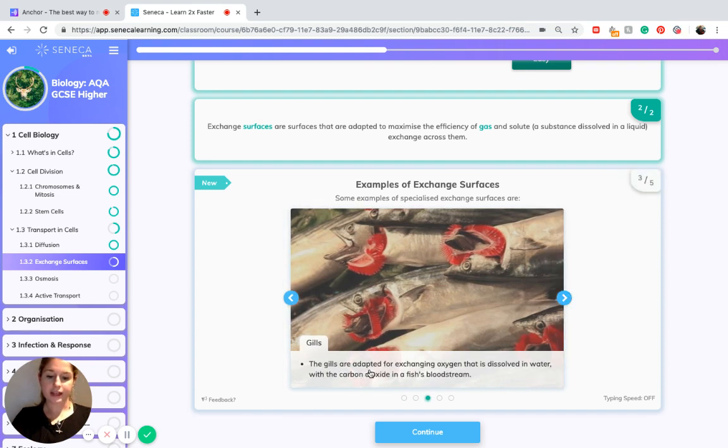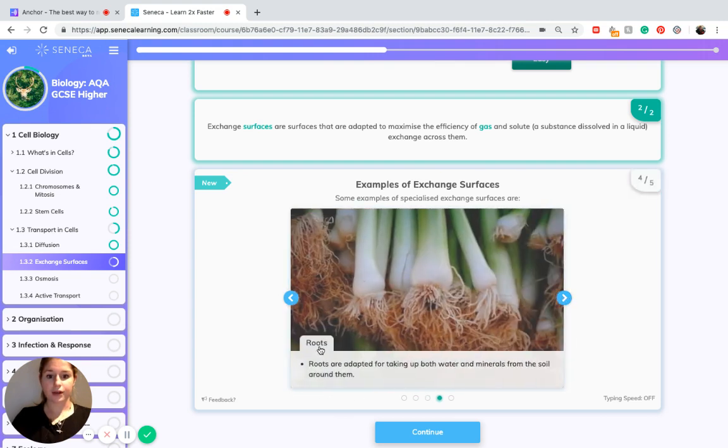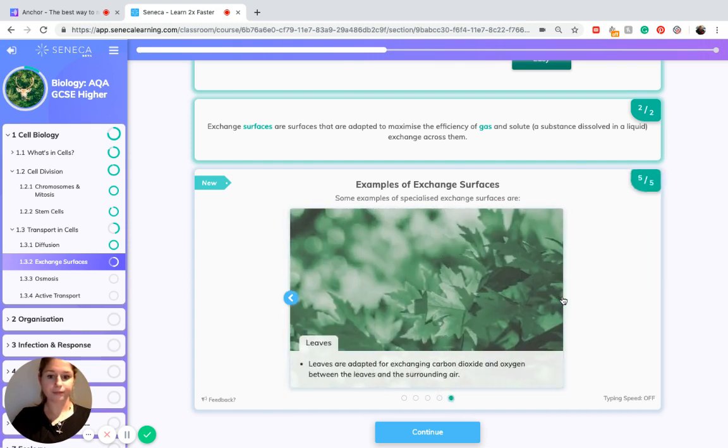The gills. Gills are adapted for exchanging oxygen that is dissolved in water with the carbon dioxide in a fish's bloodstream. So this is what allows fish to breathe underwater. Roots. Roots are adapted for taking up both water and minerals from the soil around them. And leaves. Leaves are adapted for exchanging carbon dioxide and oxygen between the leaves and the surrounding air.